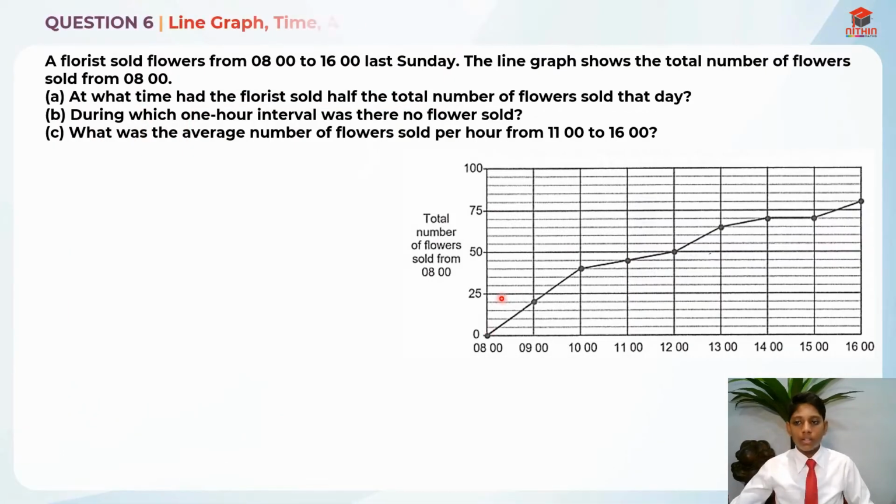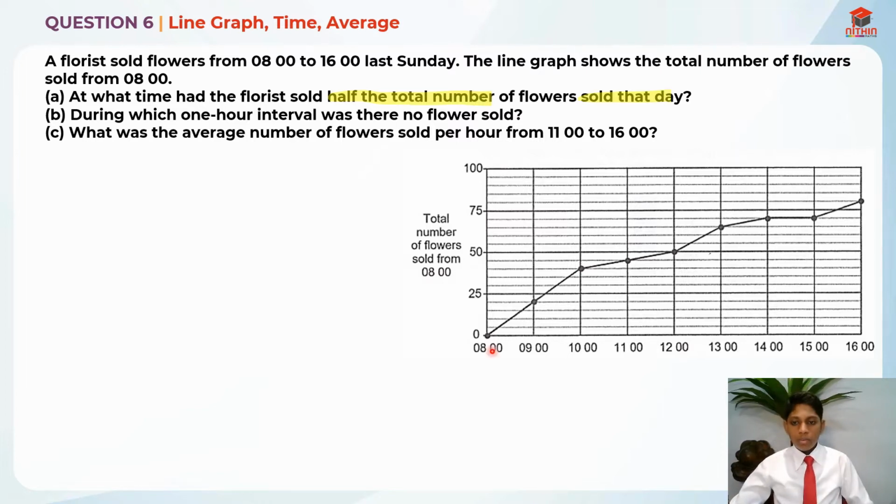So this is question 6 over here. It is touching on line graph, time and average. A florist sold flowers from 0800 to 1600 last Sunday. The line graph shows the total number of flowers sold from 0800. The time here is represented in the 24-hour clock format. For part A, at which time had the florist sold half the total? So half the total number of flowers sold on that day.